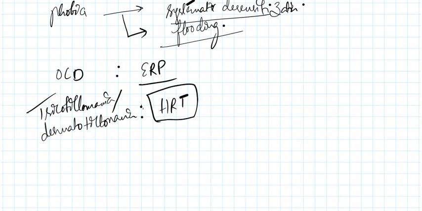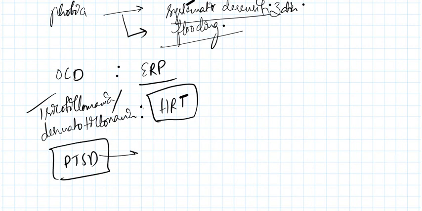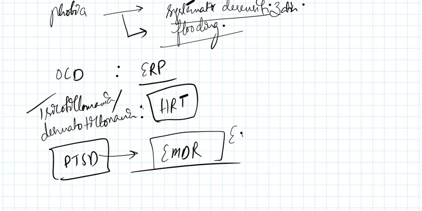Habit reversal therapy or technique. And finally for PTSD, post traumatic stress disorder, what will you do? As we already discussed, we will do something called EMDR, eye movement desensitization and reprocessing therapy. So these are some of the treatment modalities that you can give to a patient, right?